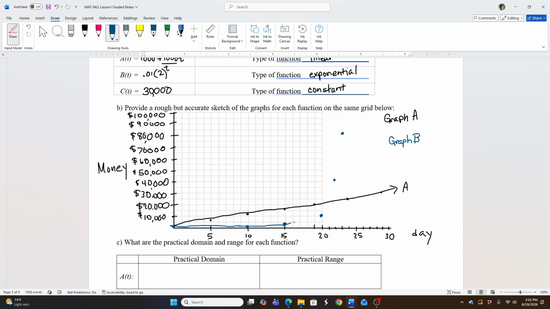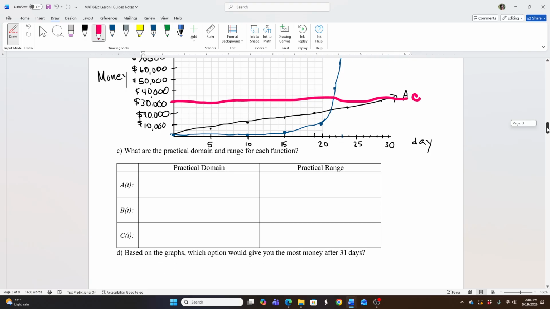But this is what we call a concave upward curve, because it just does this, etc. So this is the graph of B. Now the graph of C was just $30,000 no matter what. So this is what a constant graph looks like. That would be graph C. All right, so that depicts the money we would earn with those different options.